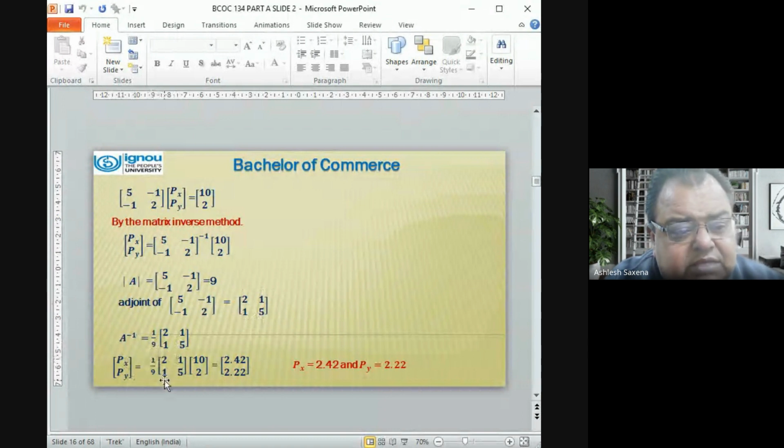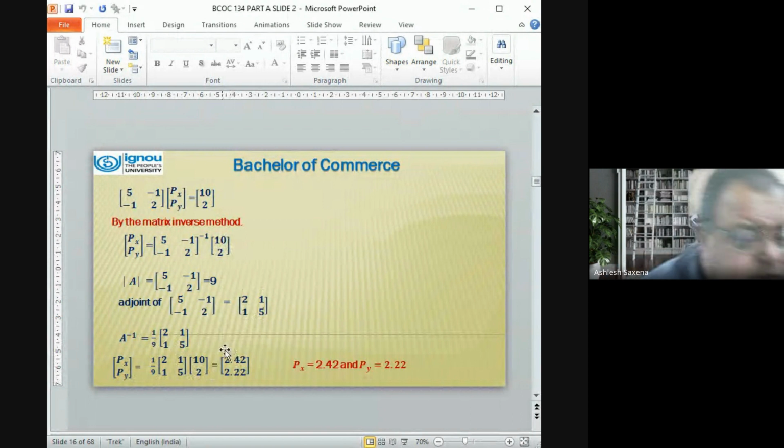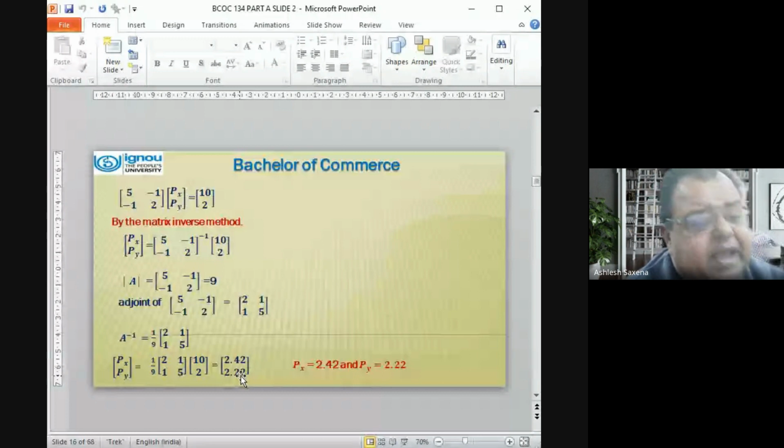What we will do, we will be multiplying this A inverse with the constants that we have got. When you solve, you will be getting 2.42 and 2.22. That means your Px, the price of commodity X, will be 2.42 and the price of the commodity Y will be 2.2 at the equilibrium position.